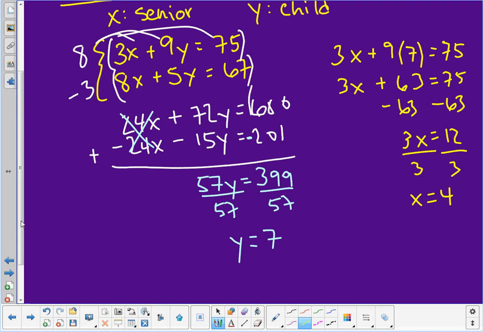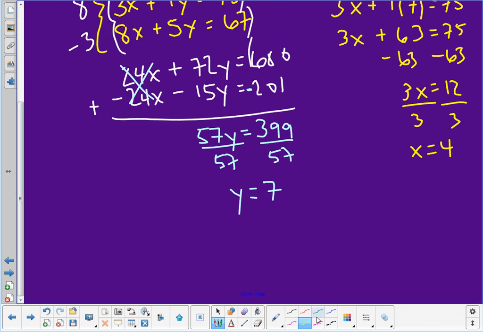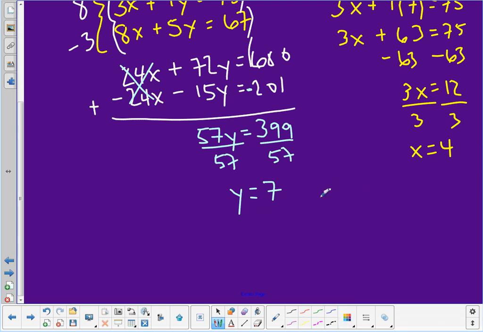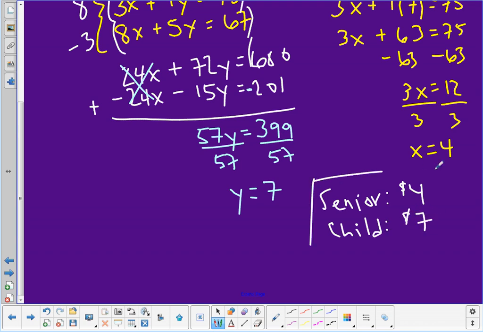So I know now if I summarize this solution, X was my senior citizen tickets. So senior tickets are $4. And Y was my child price, or my child tickets. Children's tickets are $7. That senior discount, that's really beneficial there.